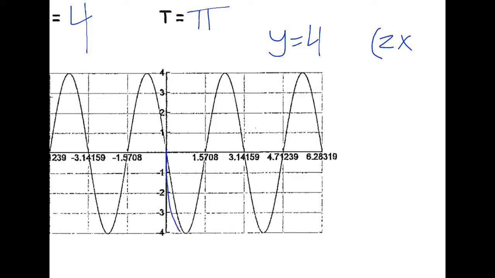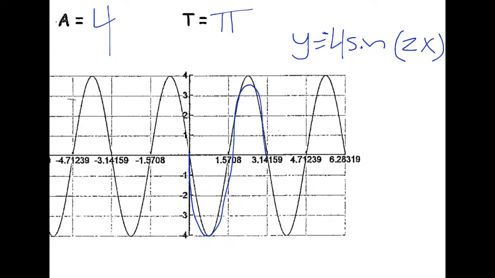But let's think about the different ways we could write this equation, because there are many different ways. Think about this. That's like a negative sine graph, so I could say negative 4 sine of 2x. That certainly works. What about some other ones?